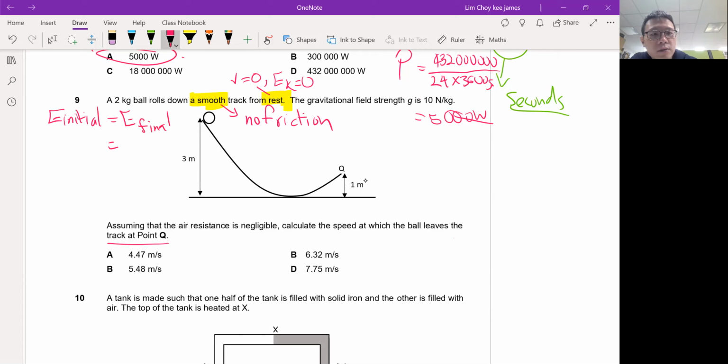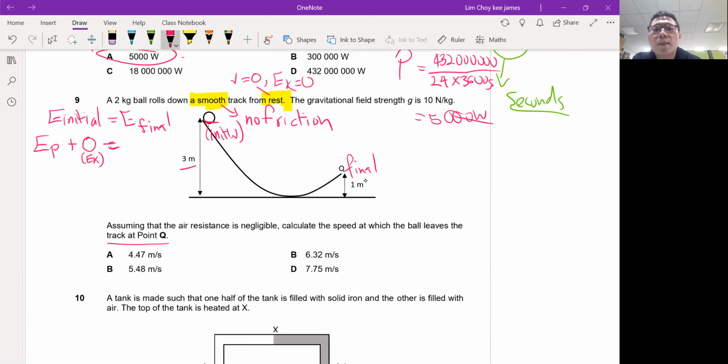Okay, so this is what I call the initial. This is the final, Q. Now, before we solve, look at the potential energy first. At the initial position, the ball is 3 meters high, so there will be an initial energy. There will be EP at the object here. There will not be any kinetic energy, because the ball is at rest. So the kinetic energy is 0 EK.